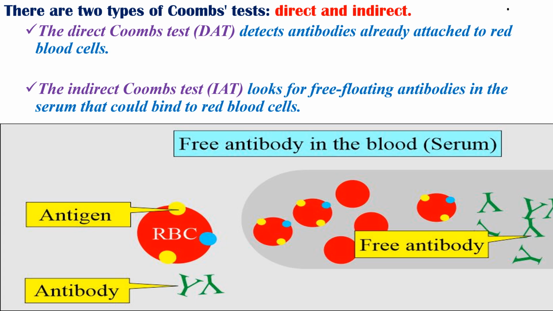Coombs reagent is anti-human globulin. It is made by injecting human globulin into animals, which produce polyclonal antibodies specific for human immunoglobulin and human complement system factors.